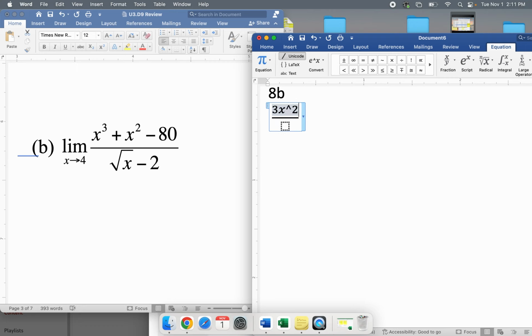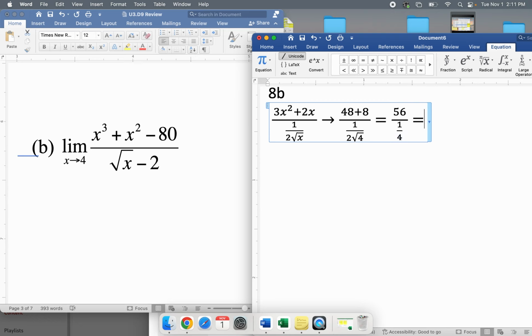Taking the derivative of the top, that's 3x squared plus 2x. Derivative of the bottom, derivative of root x is 1 over 2 root x. Okay, and so now if I plug in 4, I get 3 times 4 squared. 4 squared is 16, so 3 times 16 is 48. Plus, plug 4 into this guy right here, that's just going to give you 8. Cool. Over 1 over 2 times the square root of 4. So that's like 56 over 1 over 2 times the square root of 4, which is 2, so 2 times 2 is just 4. So 56 over 1/4, keep it, change it, flip it.